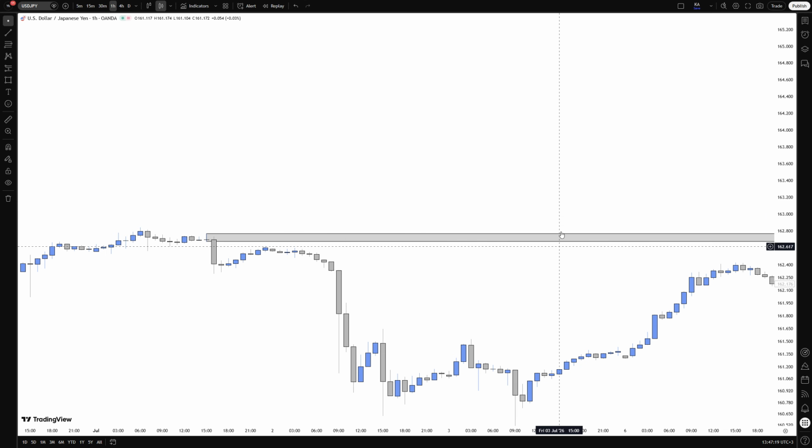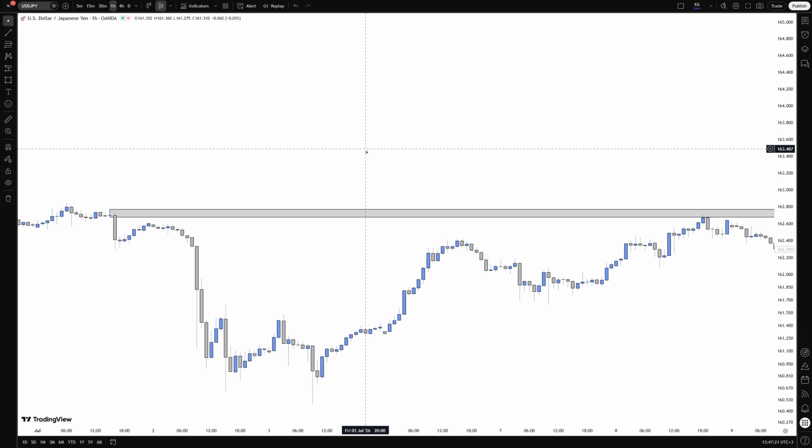So step four, we wait. This is where most traders fail. They see the move and immediately jump into the market. Don't. Your job is simply to wait for price to retrace back into your refined zone. The market comes to you, you don't chase the market.